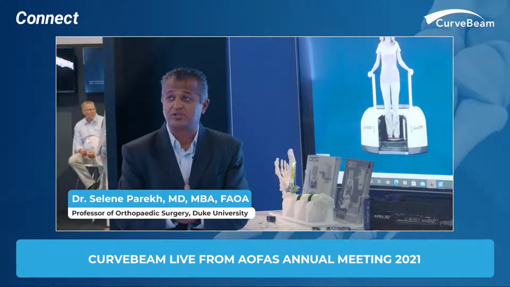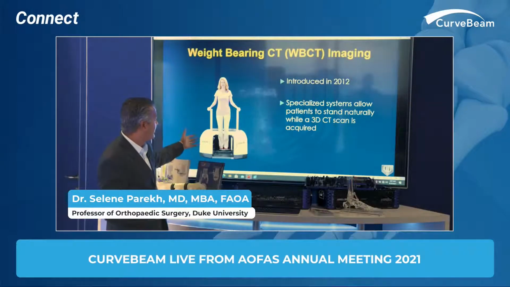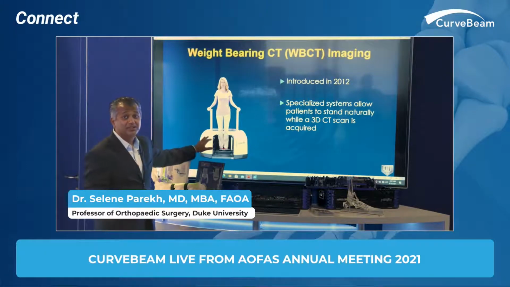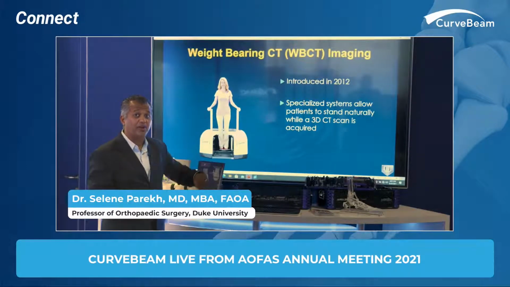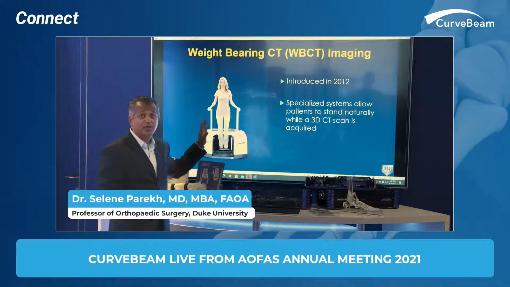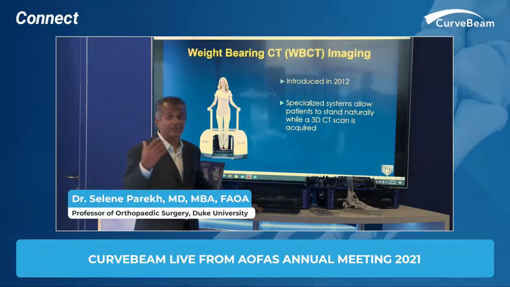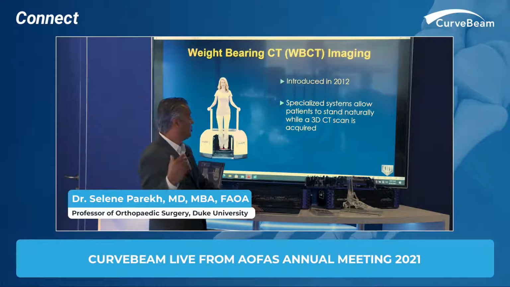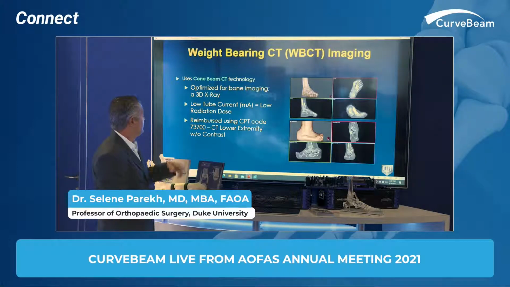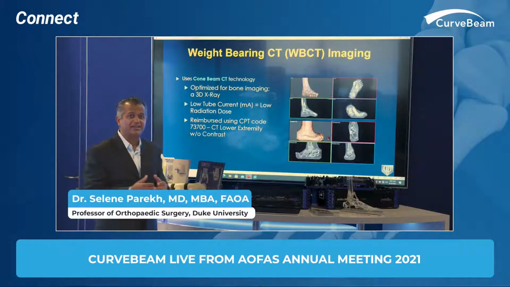The weight-bearing CT was introduced in 2012, and it's a specialized system to allow for patients to stand naturally and, in minutes, get access to a weight-bearing CT that gives us the anatomic information we need, as well as the joint information we need to decide what kind of solutions patients may require, whether it's a patient-specific total talus spacer or something more like a flat foot deformity that needs to be reconstructed, or a bunion procedure or something like that.